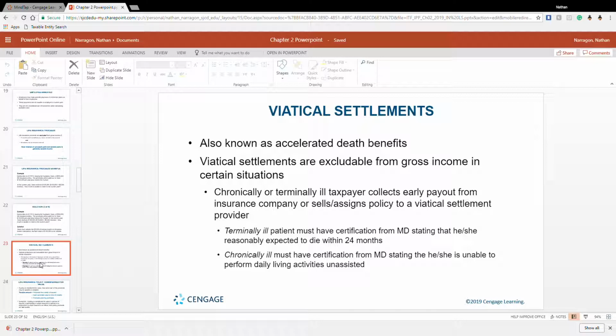So notice this: if you do get a client that says they're terminally ill or chronically ill, make sure that you have that certification, okay? Because if you send this in by paper, put a copy of that certification in. If you send it electronically, usually software will have a check mark or something to actually put that document in.